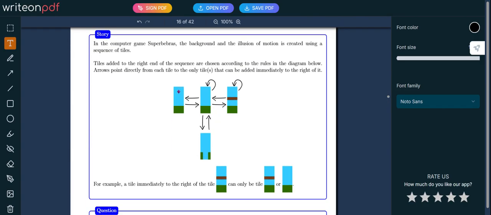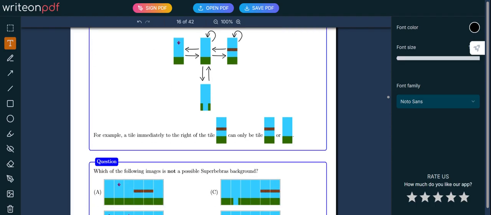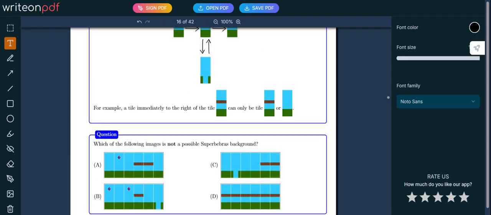Super Bebras. In the computer game Super Bebras, the background and the illusion of motion is created using a sequence of tiles. Tiles added to the right end of the sequence are chosen according to the rules in the diagram below. Arrows point directly from each tile to the only tiles that can be added immediately to the right of it. For example, a tile to the right of a brick can only be a brick or a blank. Which of the following images is not a possible Super Bebras background? I'll give you a minute to think.